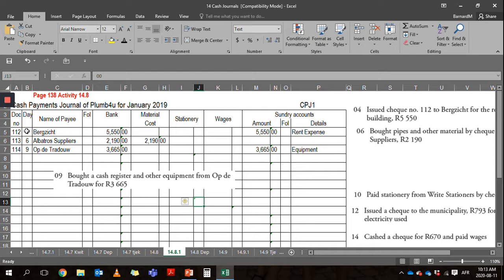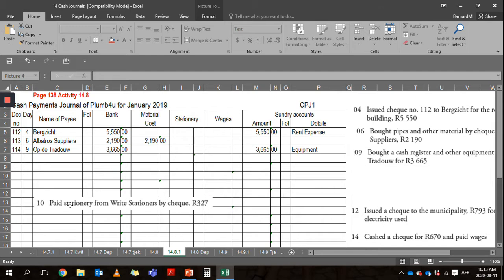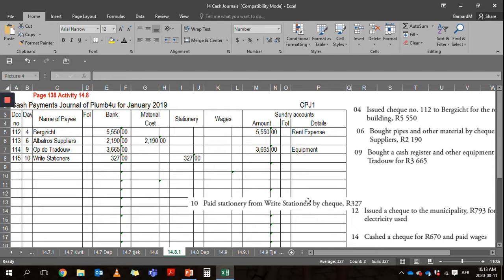You will also see for every single check number, we need to have an entry in our bank, because the check is the indication that we issued an amount, and therefore it doesn't work the same way as the CRJ. On the 10th we have stationery, it is right stationers, it is 327. We have a stationery column, therefore we put it in the stationery column.